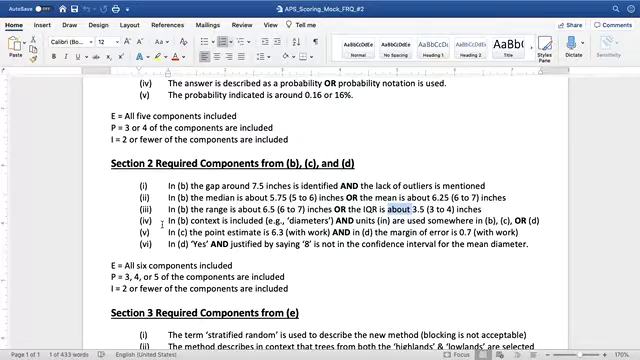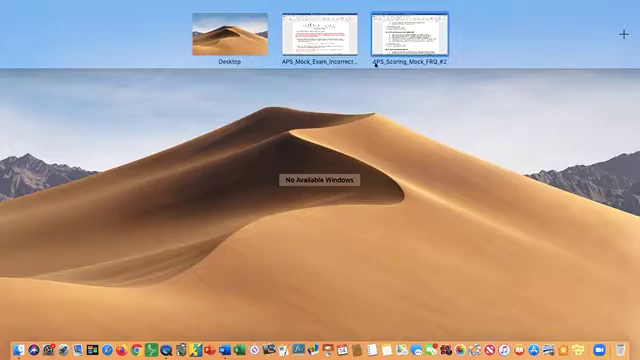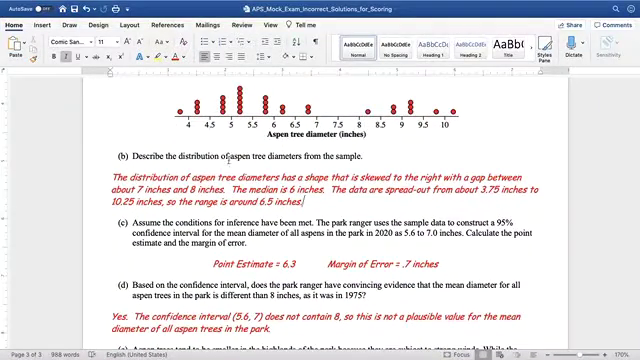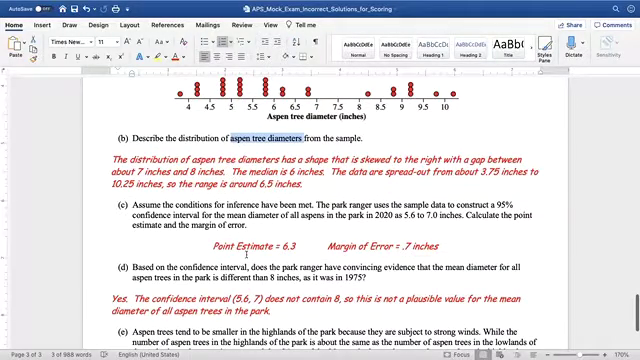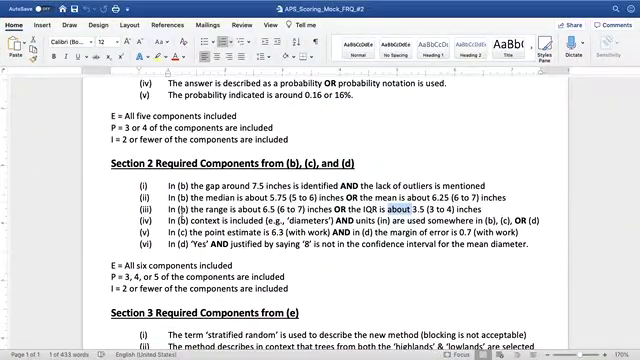So notice, the answer in B is in context, so you have to be talking about diameters. And units, inches, are used somewhere in your answer to B, C, or D. It has to be somewhere. So let's take a look. Just by copying the words, the distribution of aspen tree diameters, we have context in there. And if we scan through the answers here for B, C, and D, I can see that inches was used in at least one location in B. So we are good to go then with the fourth component. So right now my answer has met the third and the fourth component.